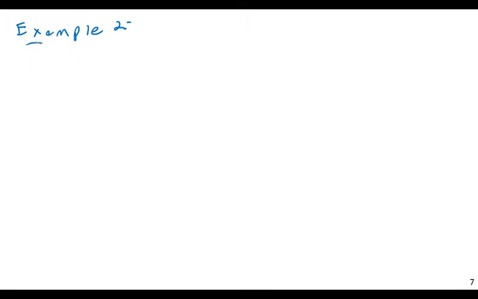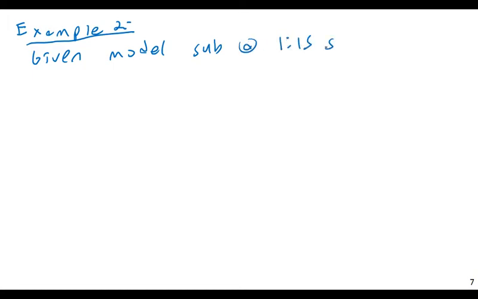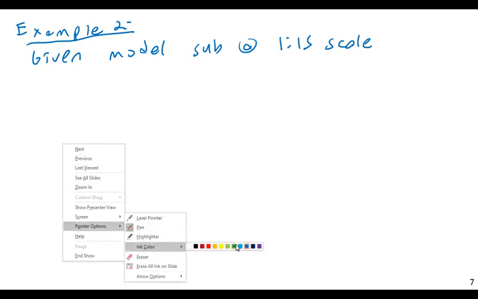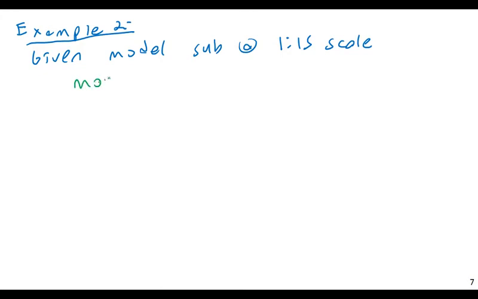Let's say I have a model submarine, and I want to use this to model a real submarine. Model submarine at 1/15th scale. And let's compare the model to the prototype. So I'm given the following information for the model and prototype.